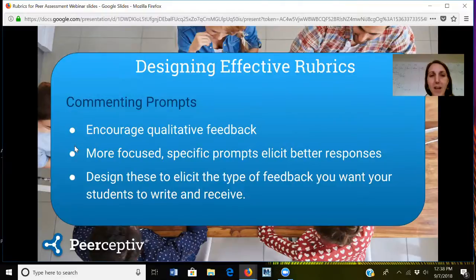You want to design these commenting prompts to elicit the type of feedback you want your students to write and receive. So if you want to focus on a specific aspect, like clarity of ideas or thesis statements, you want your commenting prompts to encourage feedback about clarity of ideas or thesis statements, for example.